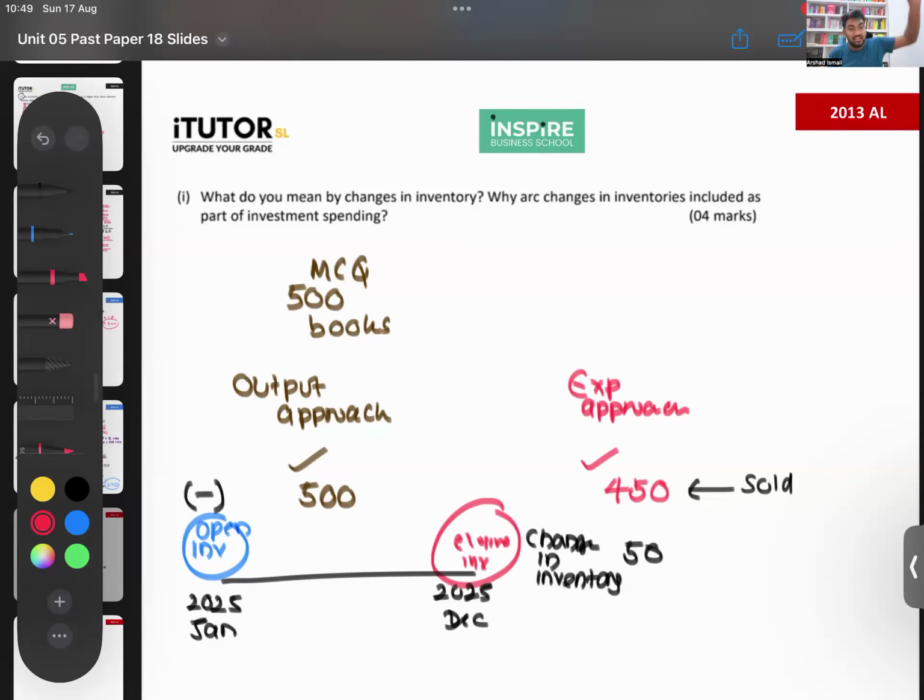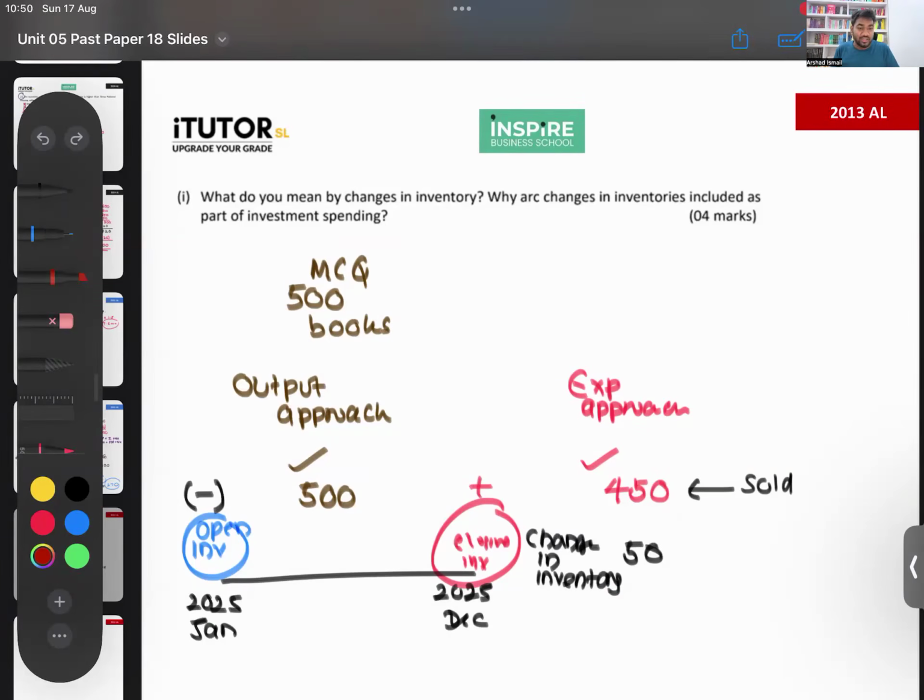Whatever is sold will get adjusted under private consumption. But whatever is unsold, that is closing inventory. That is this 50 I showed you. So ideally you have to remove your opening inventory from your closing inventory. That is what you call changes in inventory. So you refer to the marking scheme and write an answer, but I'm just explaining this to you. So what you need to say is, what is this changes in inventory? This is the expenditure made by businesses on raw materials, final goods or whatever, which was not sold during the year.